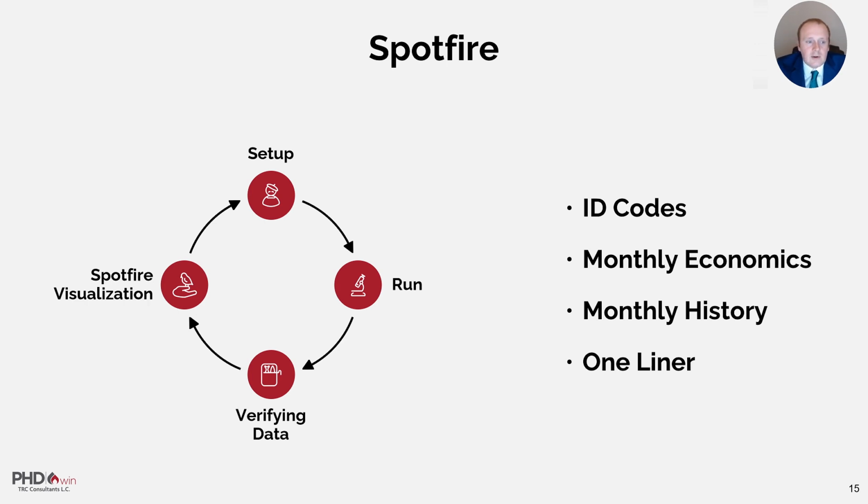So right now, I'm going to walk you through the whole setup process to the verifying the data. I don't have Spotfire on this machine, so I can't show you that visualization. But again, Blue River's later this afternoon, they can show you that portion. And right now, the tables that we have output are all your ID codes, your monthly economics, monthly history, and then those economics in the one-liner format.